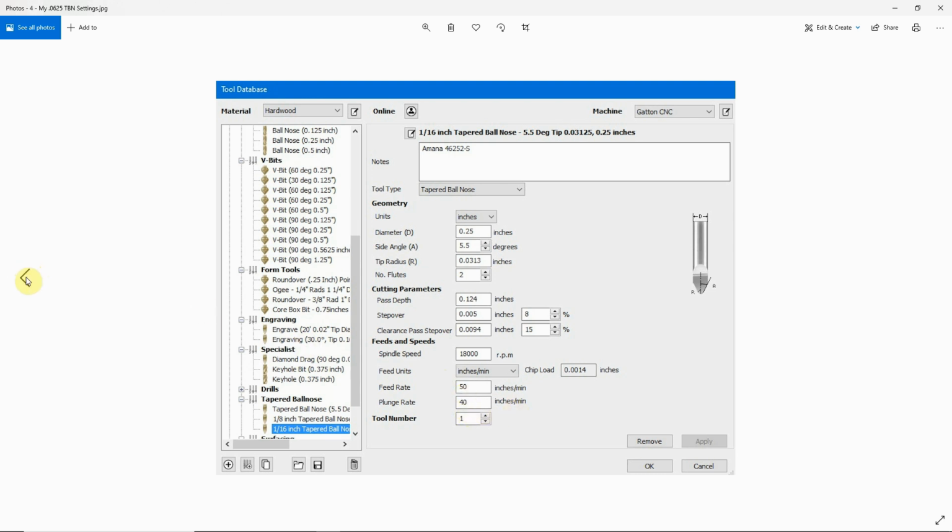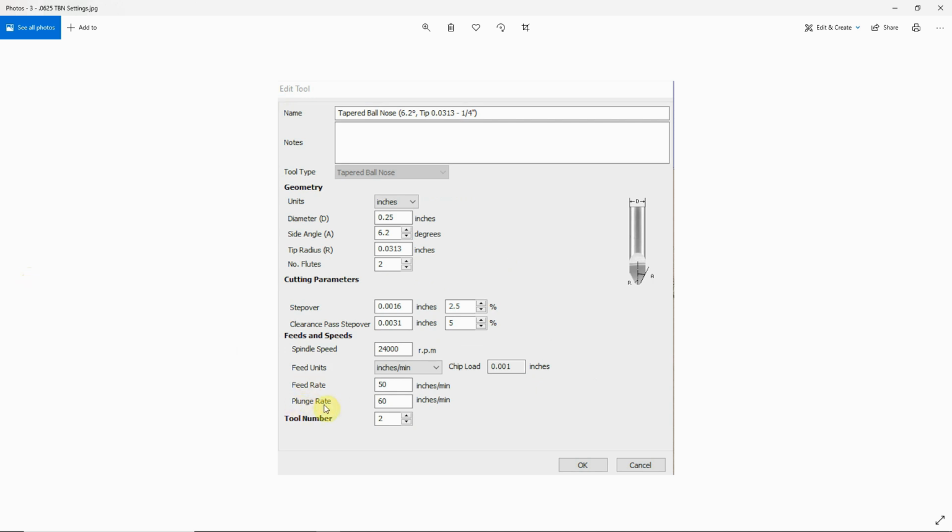Now, in the case of this other gentleman, he had his plunge rate set for 60, it's never going to reach 60 because his feed rate is 50. The machine will always move at the rate of the slowest axis.